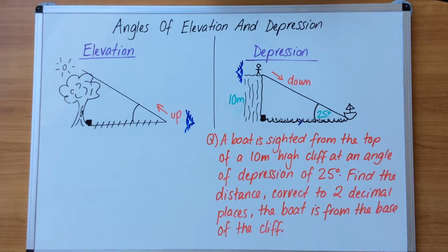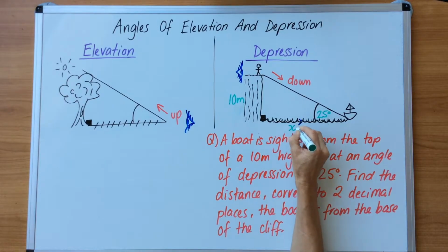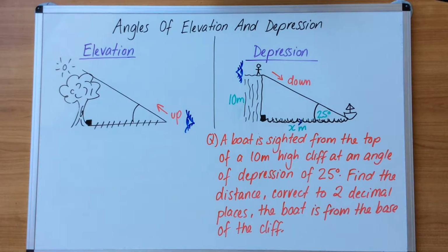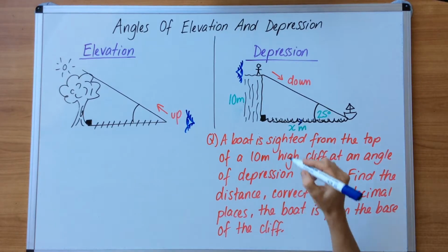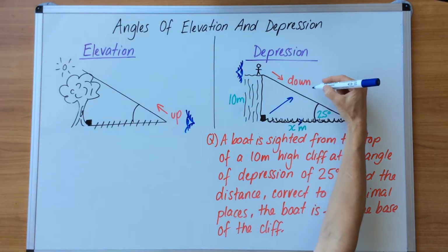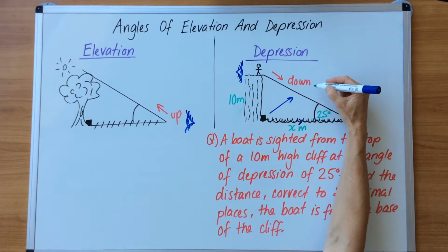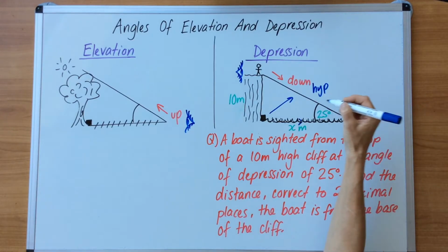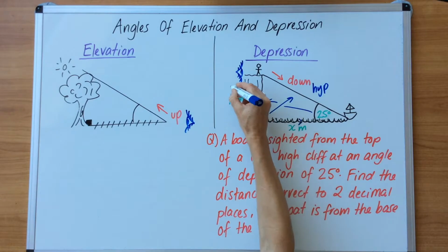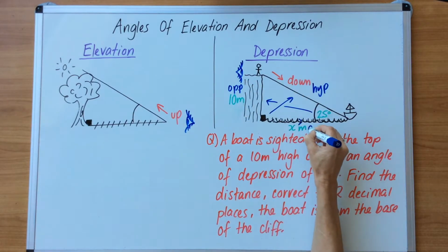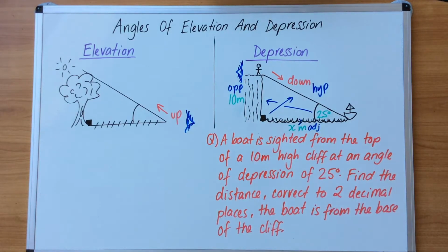Find the distance, correct to 2 decimal places, the boat is from the base of the cliff. So we need to know how far it is from the base of the cliff. This is the distance we're looking for here. That's why I've put x meters in there. First thing we have to do is label the diagram, label the triangle to see what we are going to press, if it's a sine, a cos, or a tan button. So that's the height, this is the opposite, and the adjacent sits next to the angle.